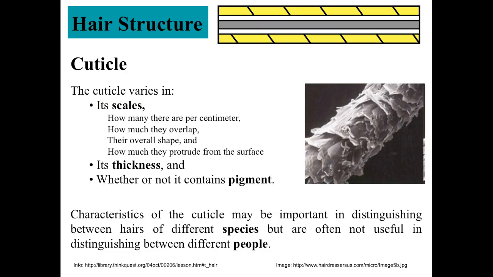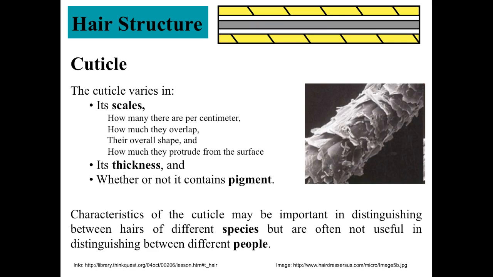Let's spend a little bit more time taking a look at the cuticle. The cuticle can vary in terms of its scales, its thickness, and whether or not it contains pigment. The scales we can see here in this diagram, on a piece of hair. When we're analyzing that, we want to think: how many scales are there per centimeter? Do they overlap a lot? What is their overall shape? How much do they protrude from the surface? Those are questions we want to look at when we're looking at the cuticle of the hair.